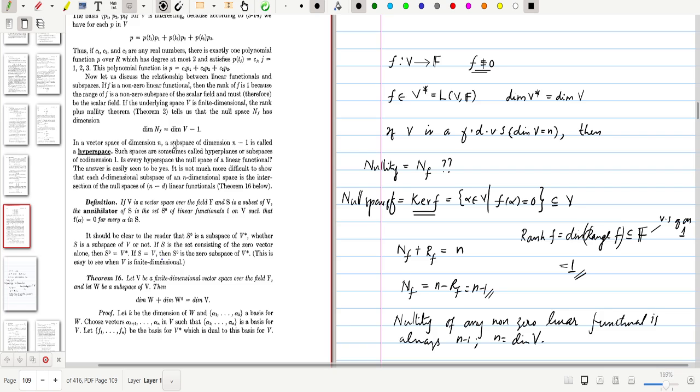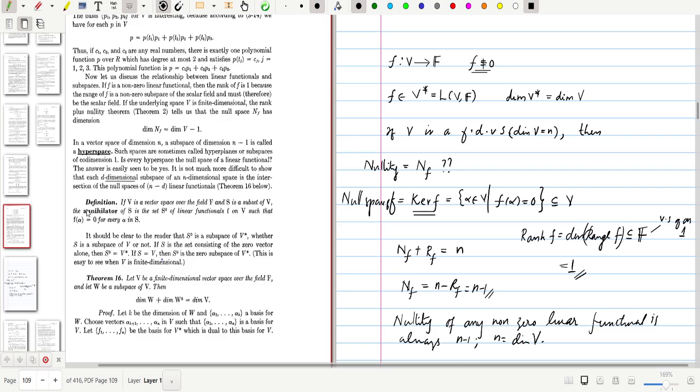We will introduce the definition of hyperspace for an arbitrary vector space, without mentioning the dimension, and we will prove a very interesting statement: each d-dimensional subspace of an n-dimensional space is the intersection of the null spaces of n minus d linear functionals. So there is a connection between the null spaces and the hyperspaces.